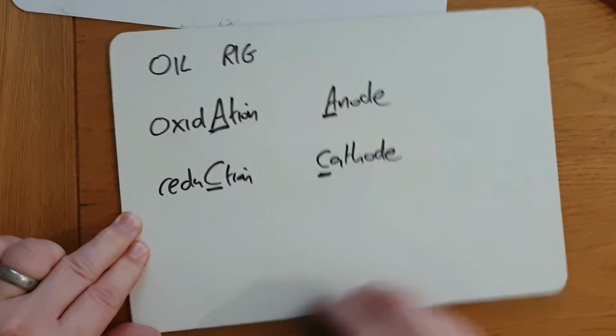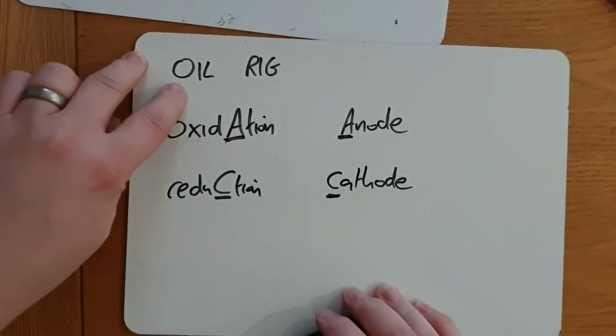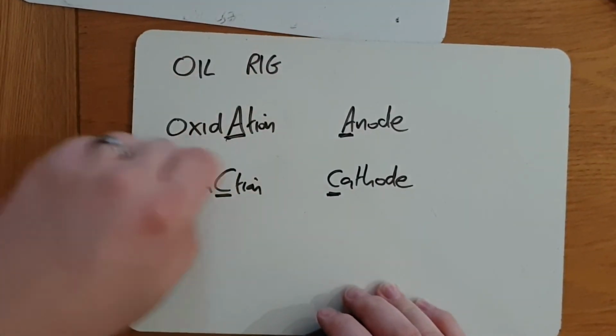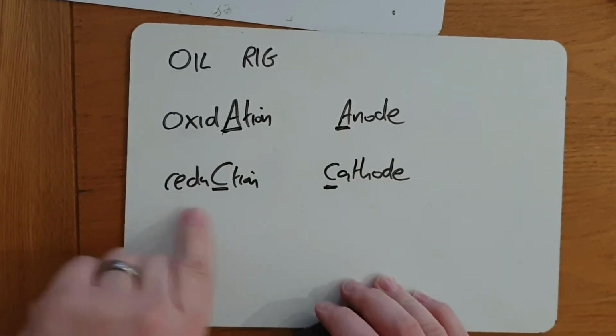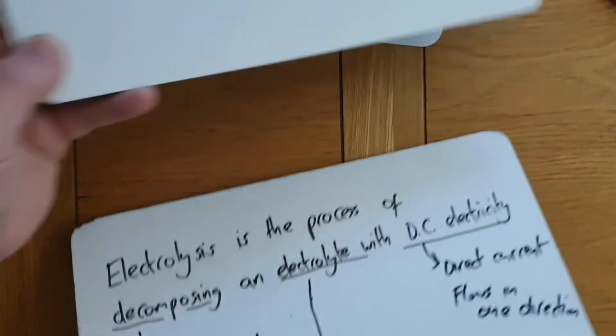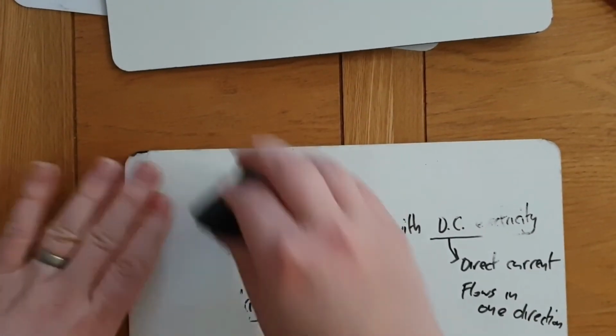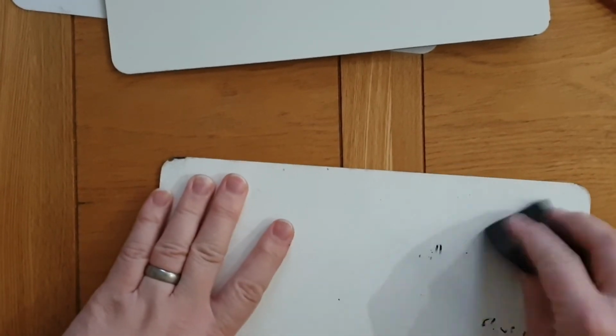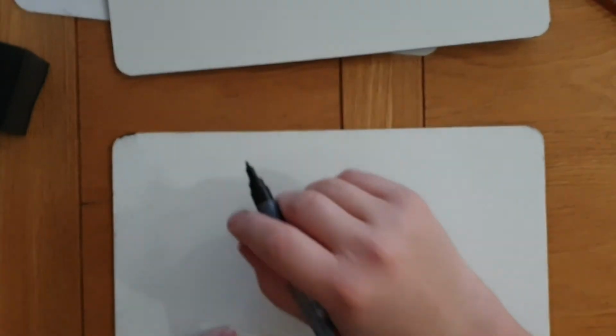So you've got OIL RIG: oxidation is loss of electrons, reduction is gain. You've got oxidation happens at the anode and reduction happens at the cathode. So we're going to go through one more example here, and then hopefully this will clear up a lot of questions.